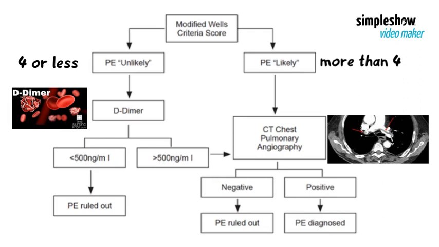On a side note, if the patient has contrast allergy or if the patient has renal impairment, CT pulmonary angiography with contrast is contraindicated because the dye used in this procedure is nephrotoxic.